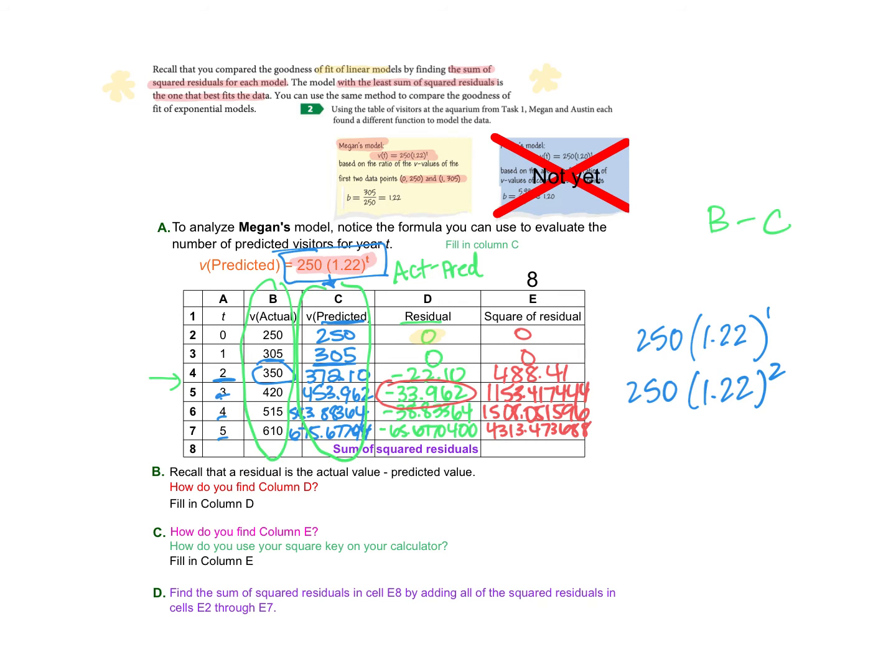All right, your next step is to find the sum of the squared residuals. So that means you are going to add all of these numbers right here up in yellow. Okay, now I know you guys could add those, so I'm just going to add it for you.